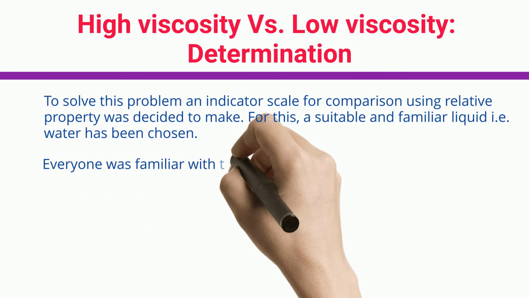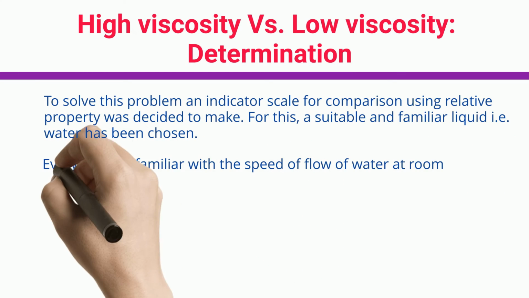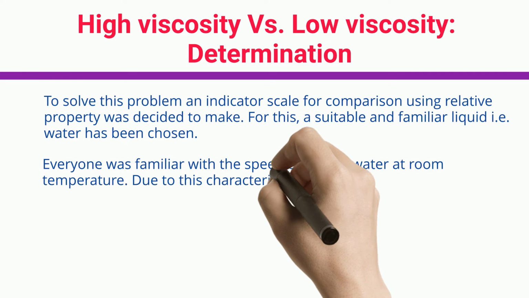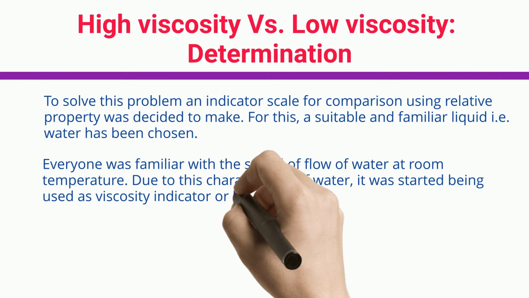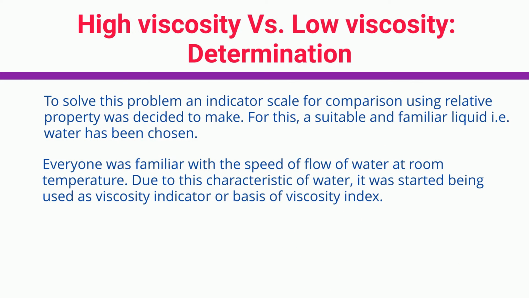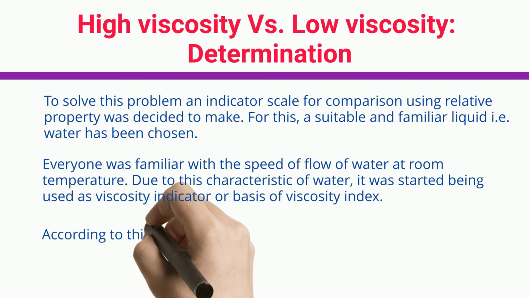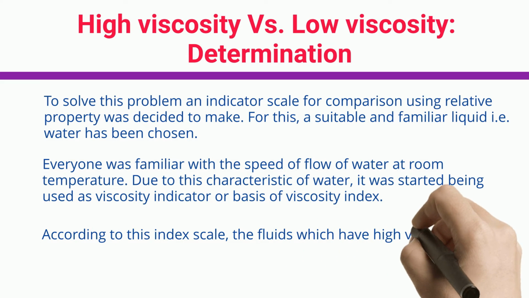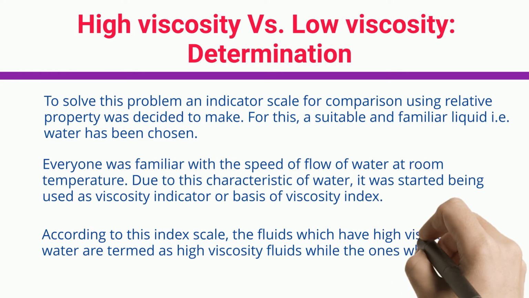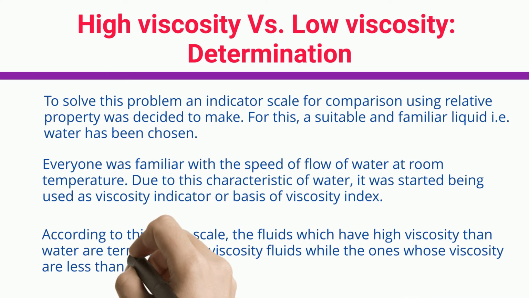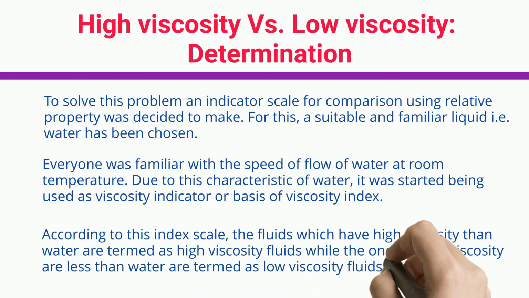Everyone was familiar with the speed of flow of water at room temperature. Due to this characteristic of water, it started being used as a viscosity indicator or basis of the viscosity index. According to this index scale, the fluids which have higher viscosity than water are termed as high viscosity fluids, while the ones whose viscosity is less than water are termed as low viscosity fluids.